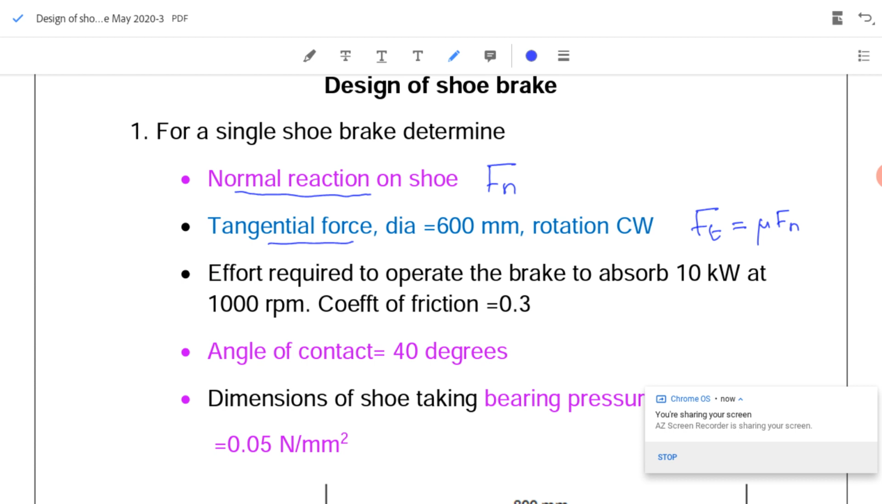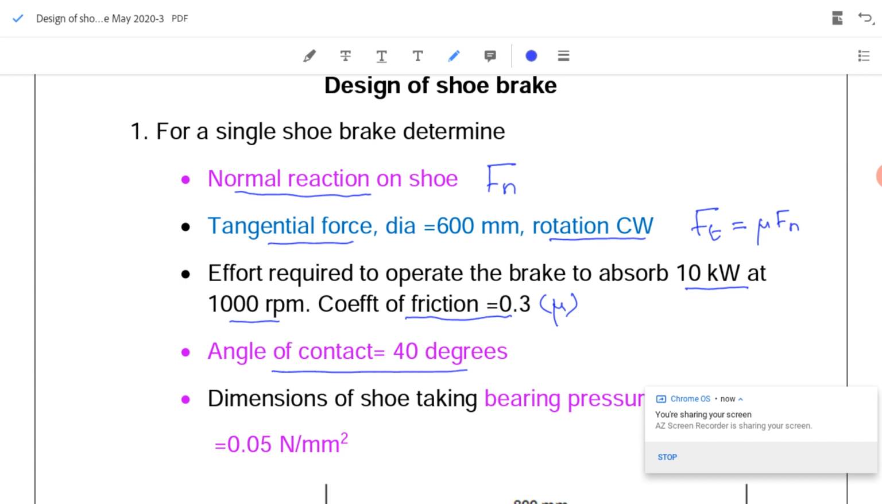Diameter equal to 600 mm. Rotation is clockwise, so the drum rotates in clockwise direction. We are asked to find the effort required to operate the brake. Power equal to 10 kilowatts at 1000 rpm. So power and rpm are given, so we can find the torque. Coefficient of friction mu equal to 0.3. Angle of contact equal to 40 degrees.